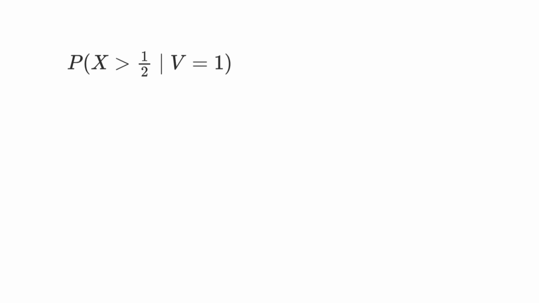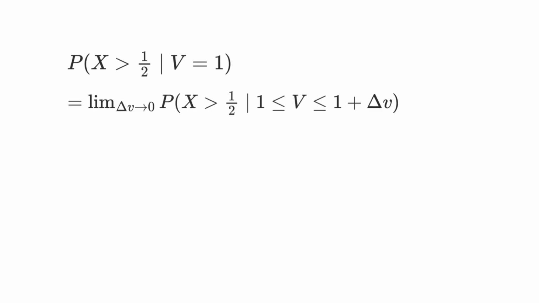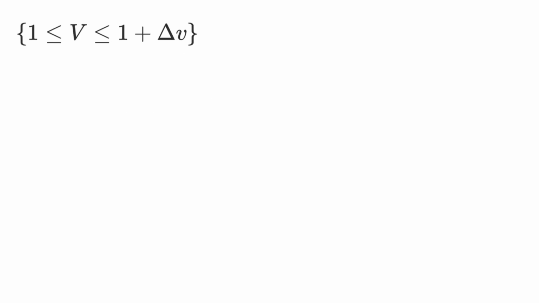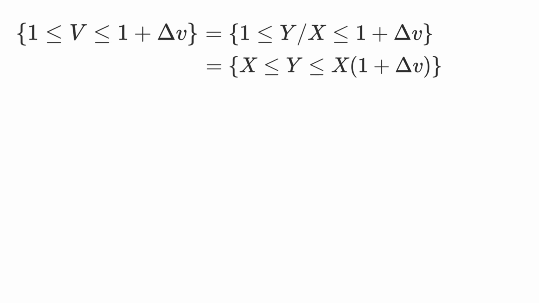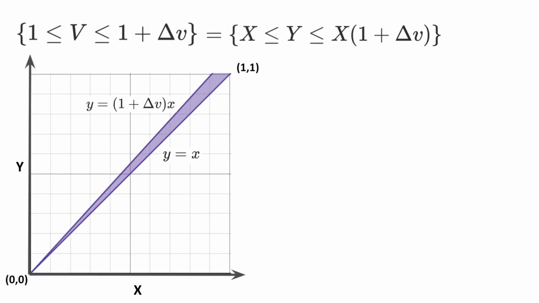Let's now look at the second event, the event that the ratio y over x is equal to 1. In this case, we're conditioning on the event that the ratio v is between 1 and 1 plus delta v. We can see that this is equal to the event that y is between x and x times 1 plus delta v. If we now draw this event on the unit square, we see that it corresponds to the region in purple between the two lines y equals x and y equals 1 plus delta v times x.